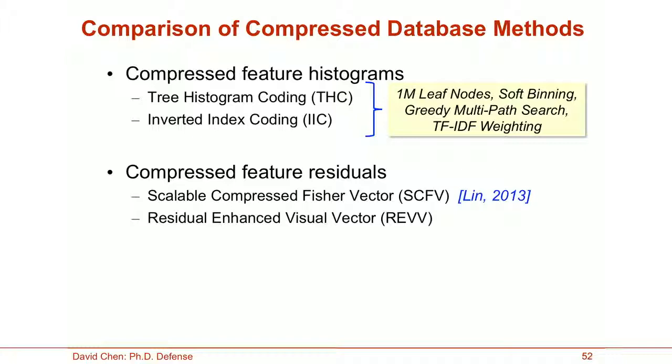For feature residuals, I'll compare against the scalable compressed Fisher vector, which is a high-performing global signature that's been adopted into the MPEG CDVS test model. And I'll compare against our residual-enhanced visual vector.